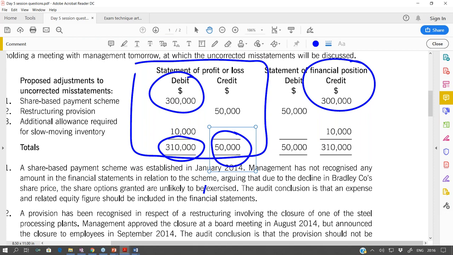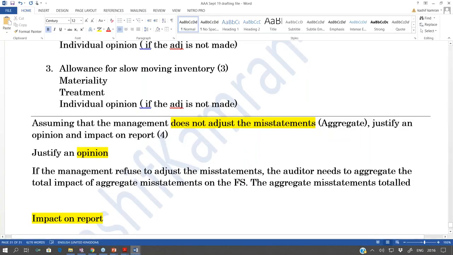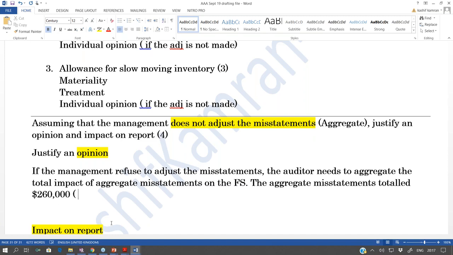Net. So is everyone clear that the net misstatement is 260,000? Okay, let's write this. The aggregate misstatements total $260,000 [$310,000 minus $50,000]. So you show the working to the examiner.